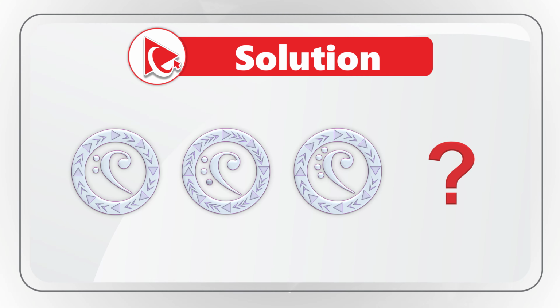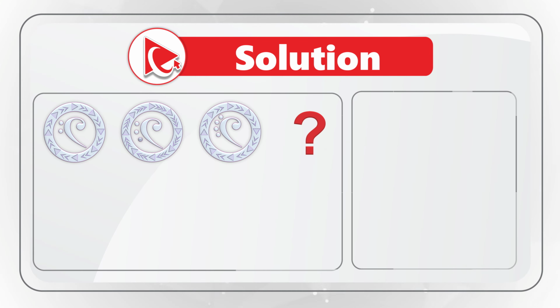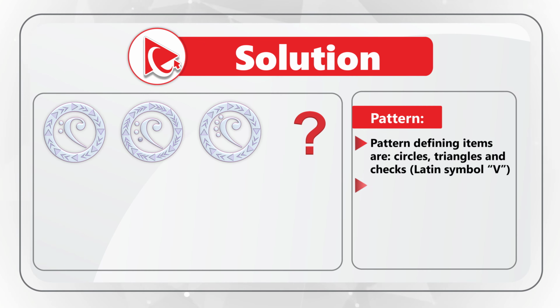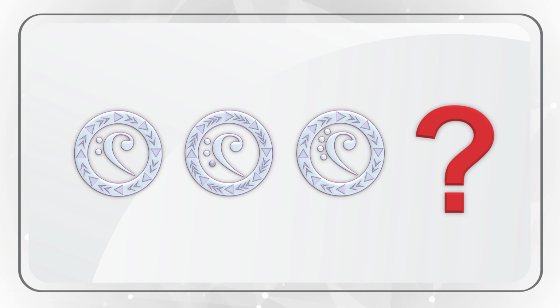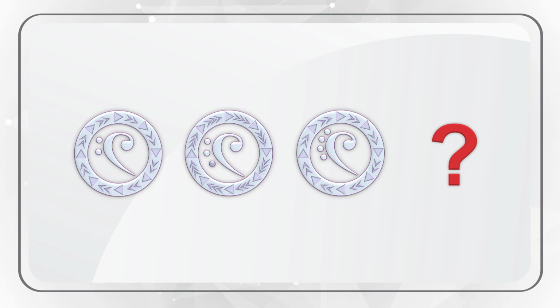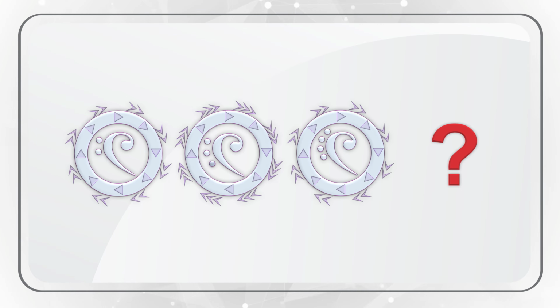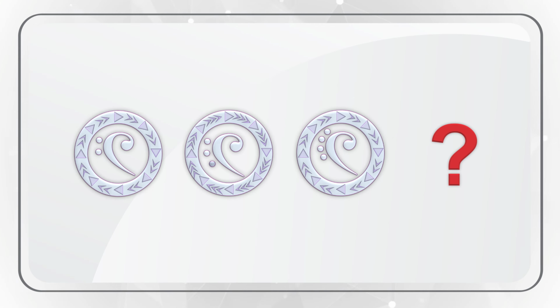As you might have guessed, the key is to define the pattern. And pattern consists of multiple elements. Pattern defining items are circles, triangle, and checks. They look like Latin symbol V. If you look closely at the outer circle, it's filled with triangles and those checks, which are moving clockwise.